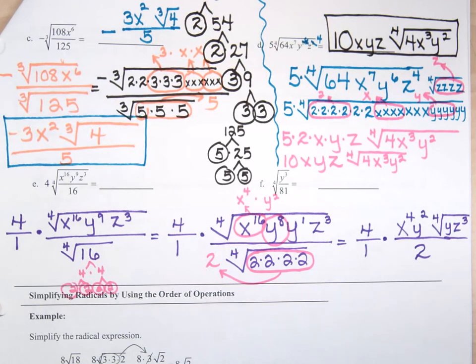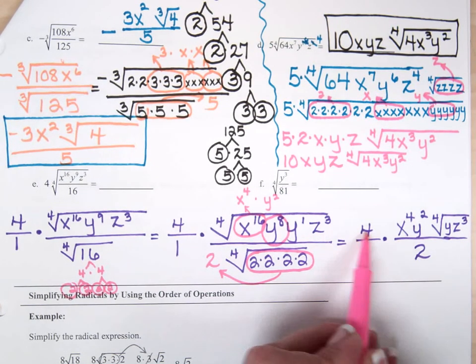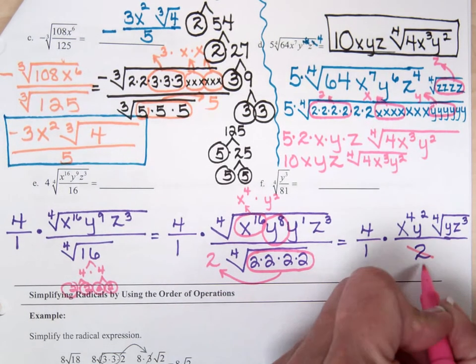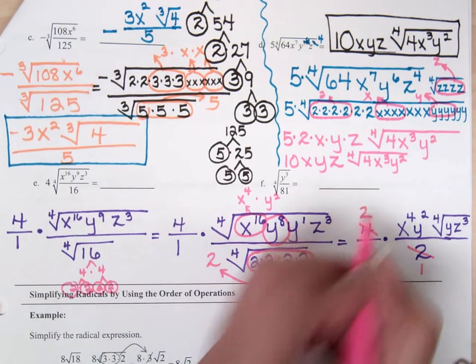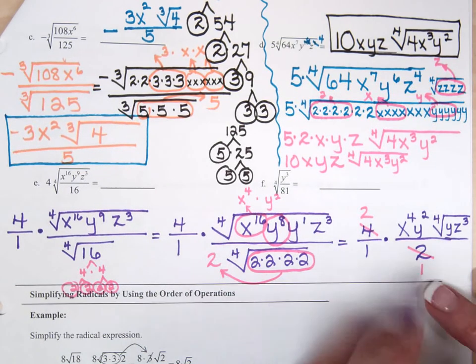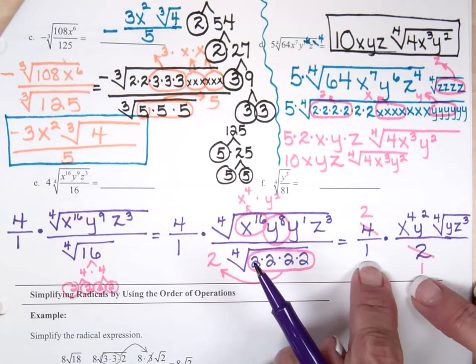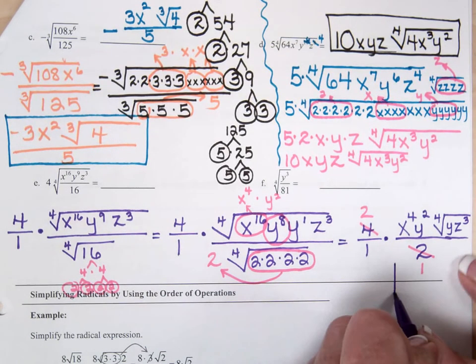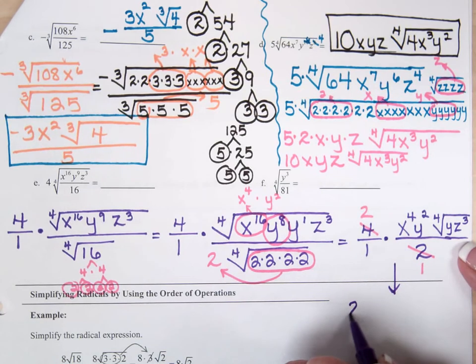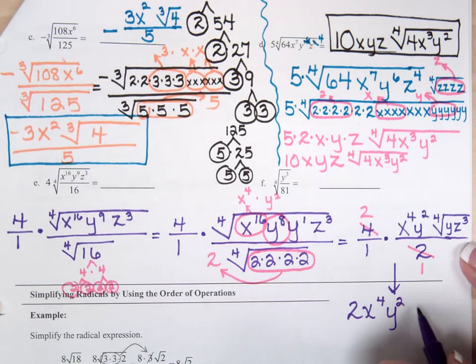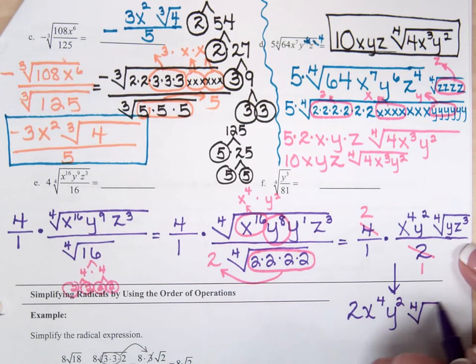So remember how we learned we can cancel on the diagonals? 2 goes into 2 once, 2 goes into 4 twice. So now I can write my answer as a single. Do you see now it's not a fraction? See how the denominator is 1? So my final answer is just going to be 2x to the 4th y squared times the 4th root of yz cubed.